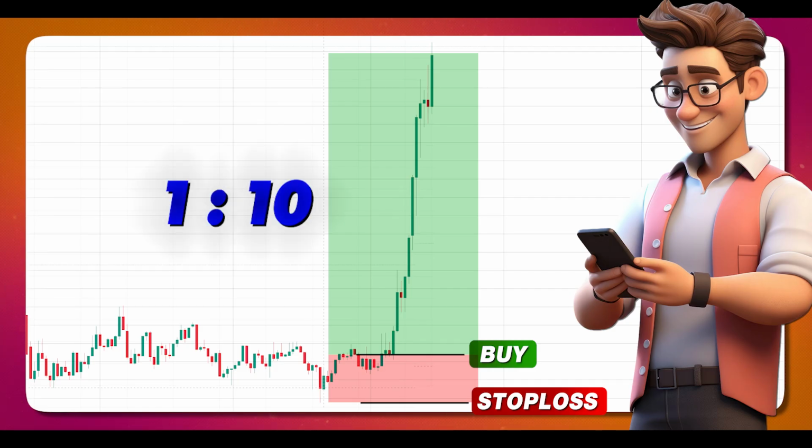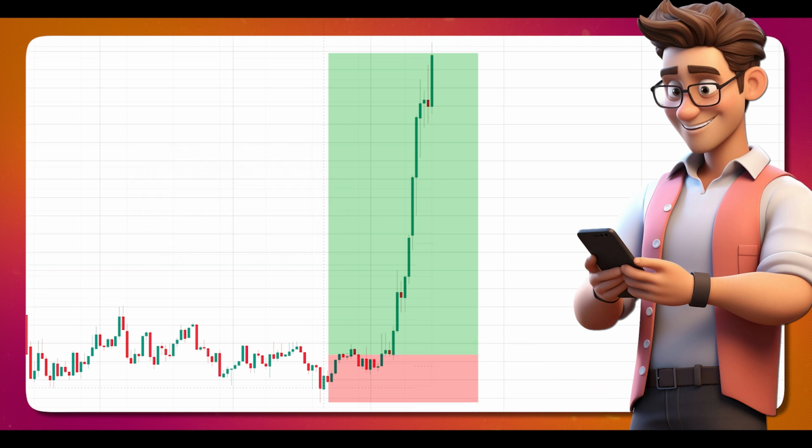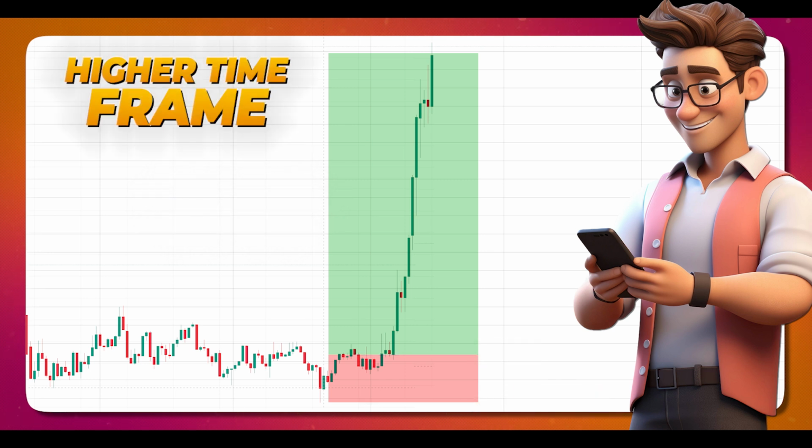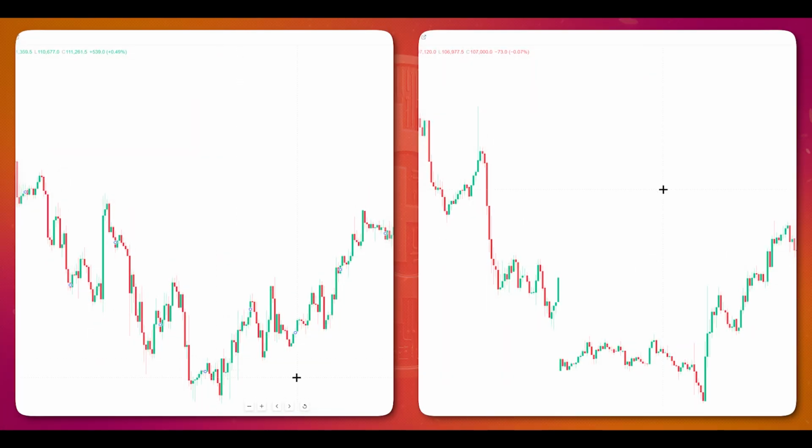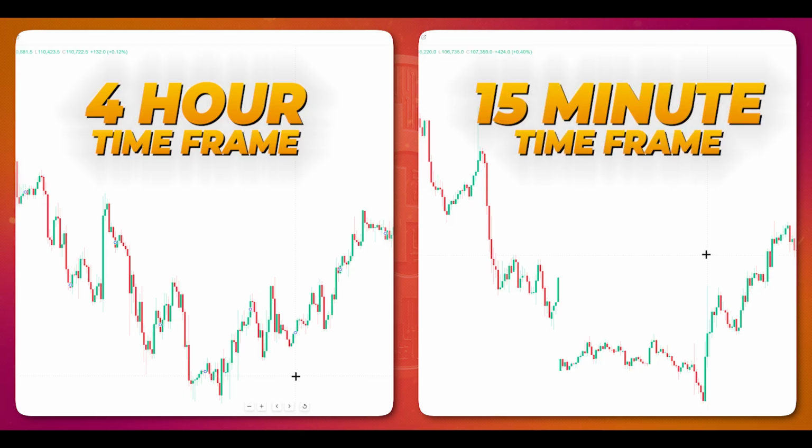Now, to take sniper entries, there are two things you must look at first. The first is the higher time frame and the second is the lower time frame. In this video, I will use the 4-hour time frame and the 15 minutes time frame.